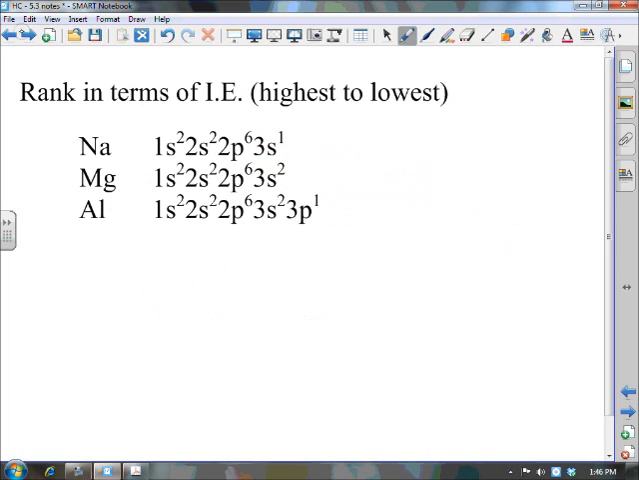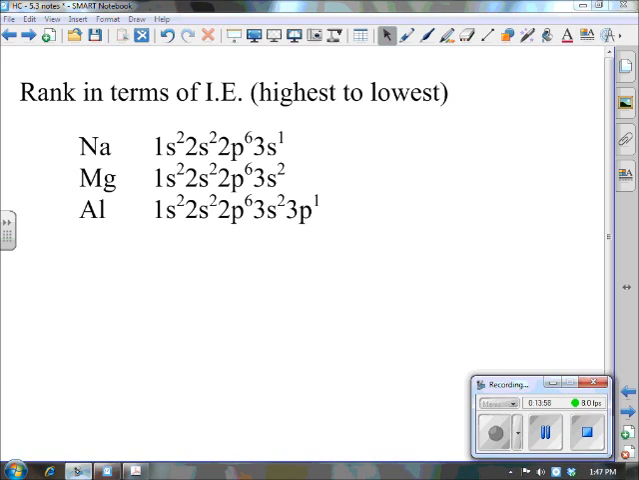So what I want you to do is look at these three, and I've written their electron configuration out just for convenience, but you really don't have to have it, because if you've got a periodic table, we can figure these out. So rank these in terms of ionization energy. Say that fast 3 times. From highest to lowest. So what that means is which one of those 3 elements is going to be the most difficult to remove an electron from, followed by the middle one, and then the last one written would be the easiest to lose an electron from. Okay, so pause this, work on that, and then we'll keep moving.